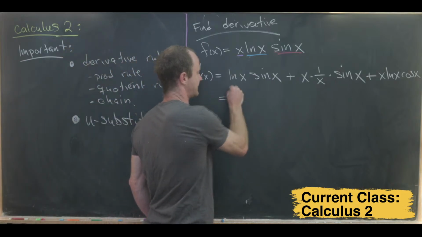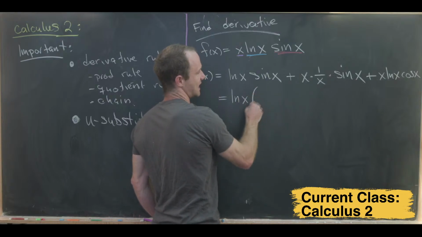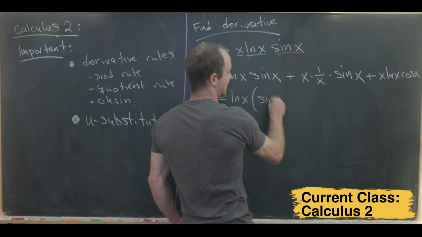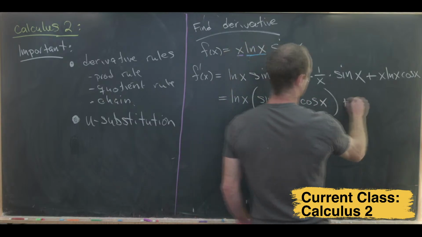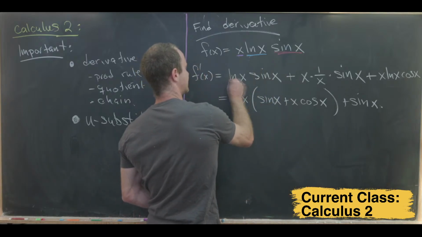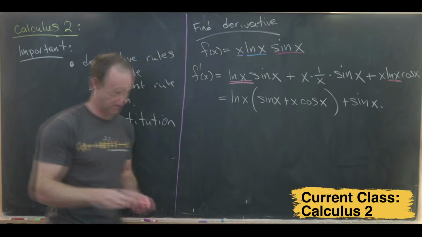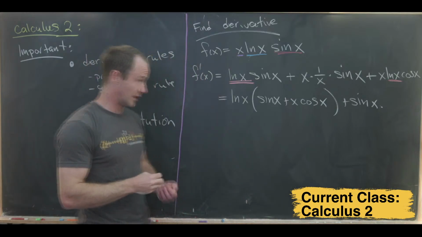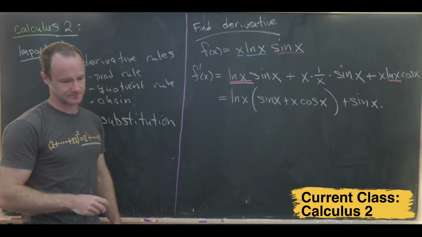Obviously, that can be simplified a little bit to the natural log of x times, let's see, sine of x plus x cos x, and then plus sine of x. So what I did here is I just factored this natural log out of these two terms, keeping in mind that one's attached to a sine, whereas the other is attached to x times cosine of x.